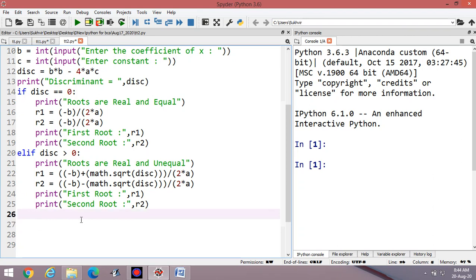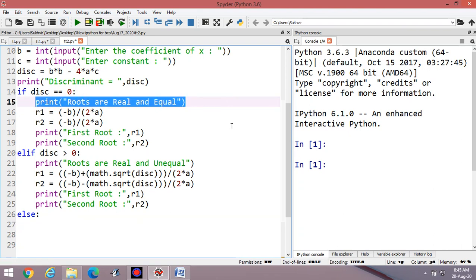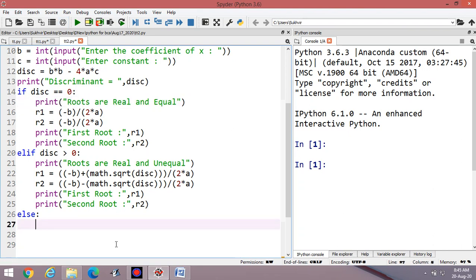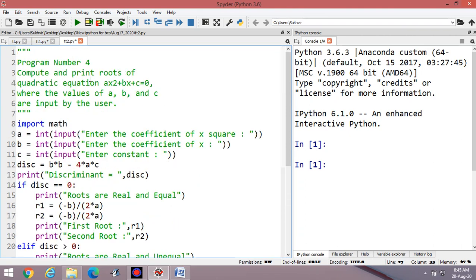Now what about the third part? In third part, because next part is not there, you can write only else. Means if discriminant is less than 0, or you can say the third condition. Here you can print this line only. Roots are imaginary, like this. Now let's execute the program.